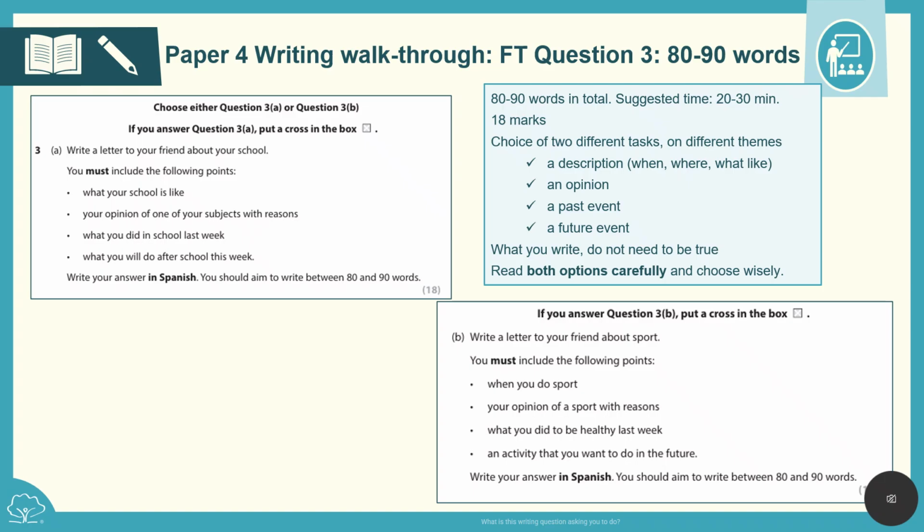This question also has two options, A and B. So you need to go through the same process. Start considering what you feel more confident to talk about, in which topic you feel like you have more vocabulary you can use. However, both will ask in a way the same thing. They will ask you for a description where you can use the present tense. They will ask you for an opinion. They will ask you to use the past tense and the future tense.